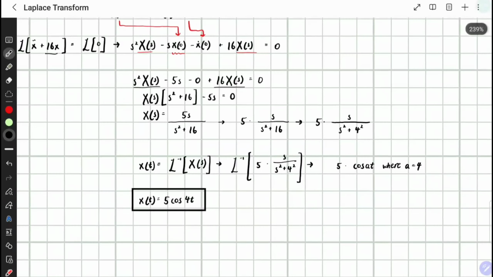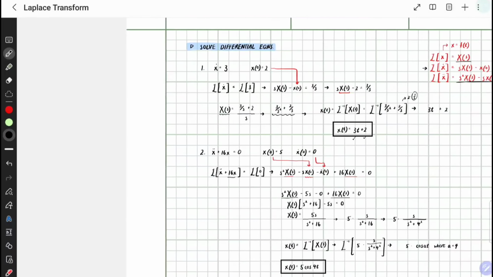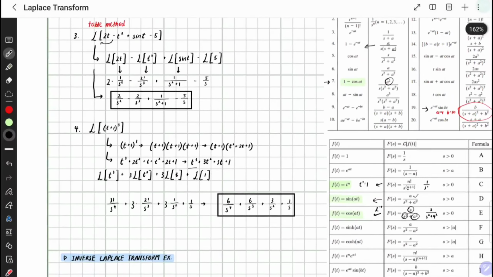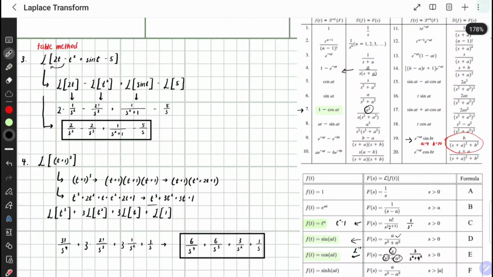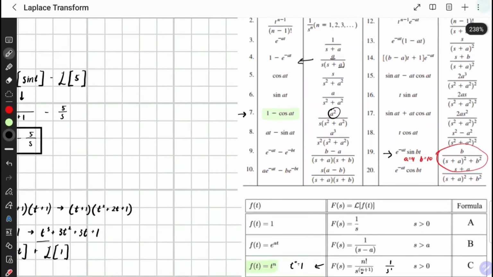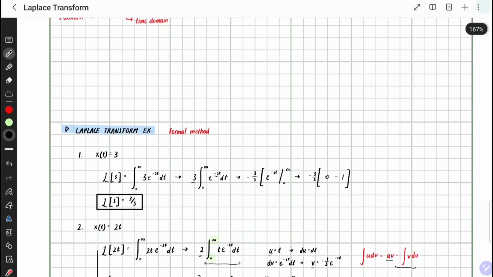We solved these initial value problems, these differential equations, by translating them into an algebraic expression, using the Laplace transform and inverse Laplace transform that we learned previously. We used the table method, which is an easier method, just identifying which variables and expressions match these cases that are already tabulated. And we also looked at the formal method with integration, which is how you solve the Laplace transform.